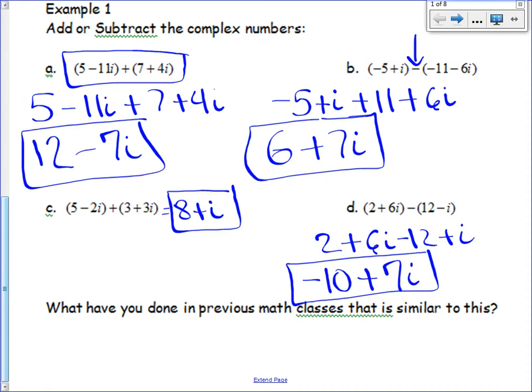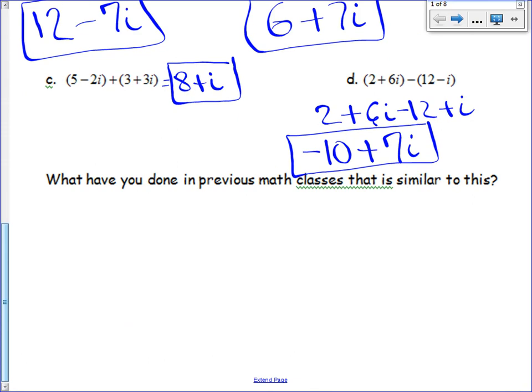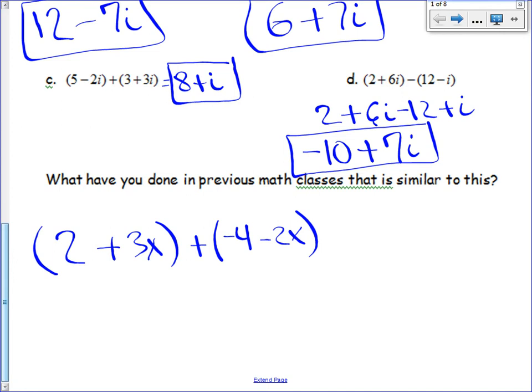All right, so what have you done in your previous math classes that's similar to this concept? So what should come to mind is when you were combining like terms with variables. So for example, 2 plus 3x plus negative 4 minus 2x. So something else that this is similar to when we get to multiplication is going to be when you have to do the FOIL method.